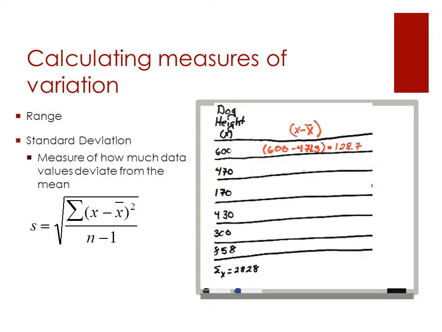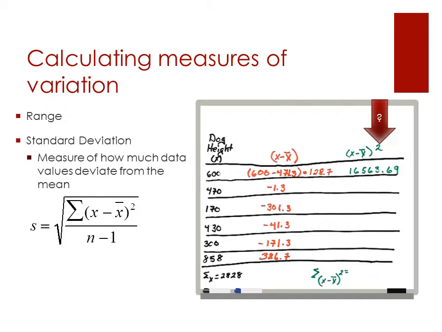Now, take a few moments, draw this chart off yourself, and then go through and repeat these calculations for each value. So for example, the next dog with a height of 470 is going to be 470 minus 471.3. So go through and calculate all those, pause the video while you work through it, and then when you've got that completed, turn the video on, and let's check the next step together.